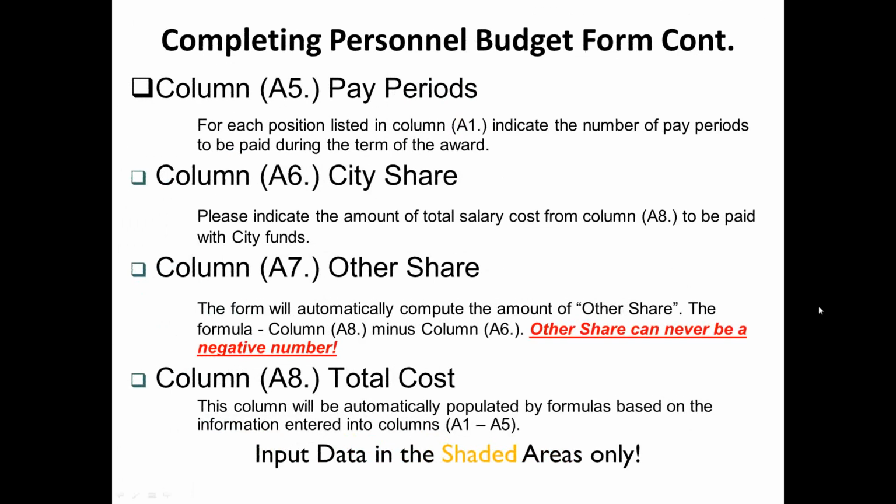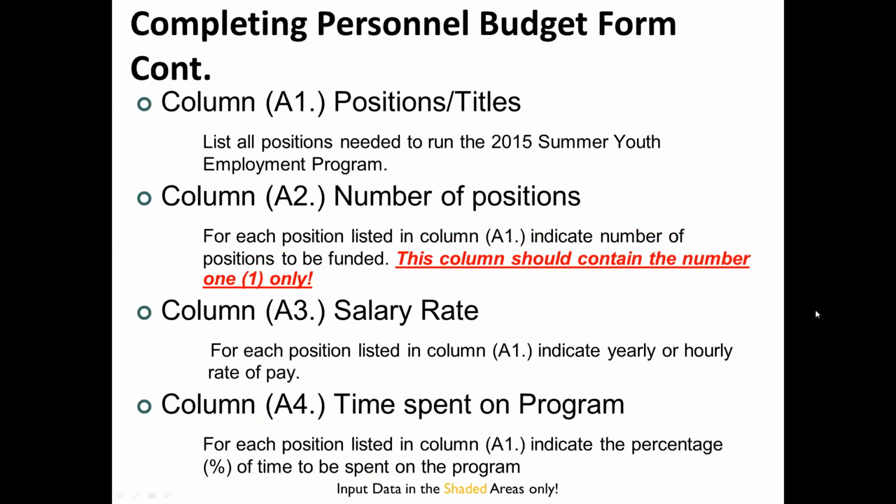Yes. And as we fall backwards, this is where we will look here at column A2, number of positions. This column should contain the number 1 only. So if you're listing more than 1 coach, then first thing here is that no coach should be listed in the personnel budget form. All coaches will be listed on the non-personnel budget form in account 0900.